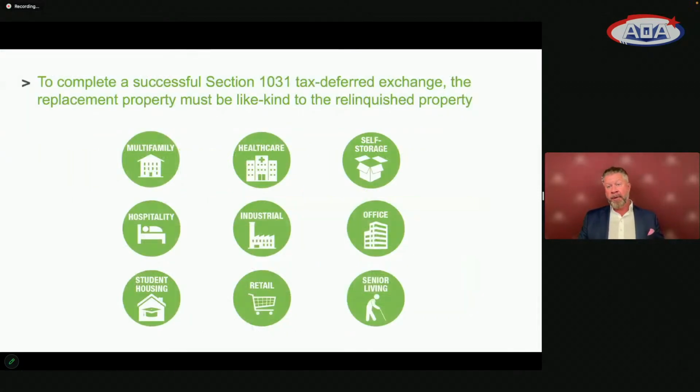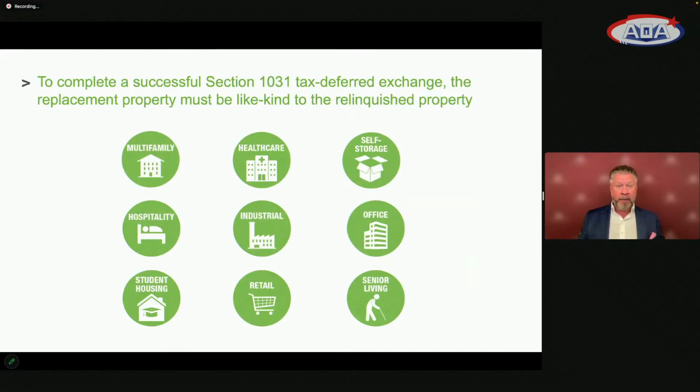So as I mentioned before, the property has to be considered like kind to be eligible for exchange. It can't be your personal residence unless you move out of it for a couple of years and rent it out, turn it to investment property. Like kind means you don't have to go from apartments to apartments or healthcare to healthcare. You can exchange an apartment building into a hospital into self-storage into hospitality. You can exchange into air rights above a building, water rights, mineral rights below a building, right? So anything held for investment or business use is what qualifies in these types of investments. So this is very important to focus on when you look at an exchange.